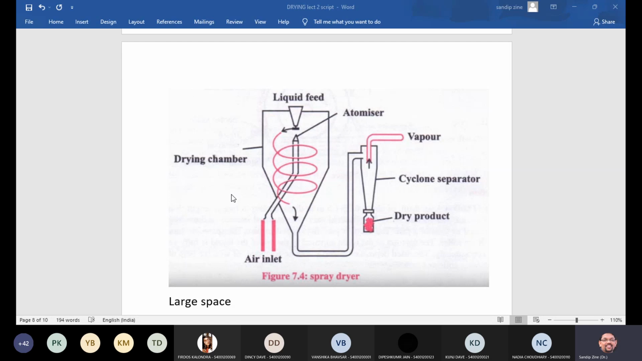Then it is made up of stainless steel. The inlet for hot air is also provided at the bottom, and another inlet for a spray disc atomizer at the top. If you see, these are the air inlets, isn't it? And this is another inlet, liquid feed at the top. So if you see the overall role of these two inlets, at the bottom side we are getting the hot air, and another inlet for the spray disc atomizer at the top.